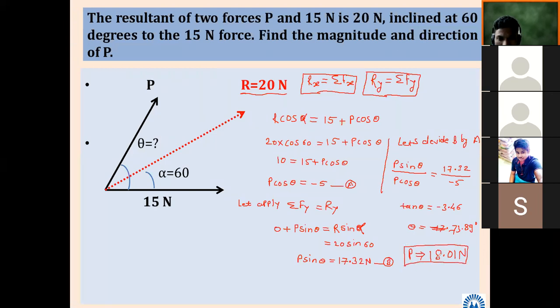Any problem? So what were we supposed to do? Only find theta and its value, nothing else. And what is the basic concept to solve this problem? The summation of all x components of the forces is equal to the x component of the resultant. That is the base of this problem, where the resultant is given and its direction is given. Have you understood? Any problem?